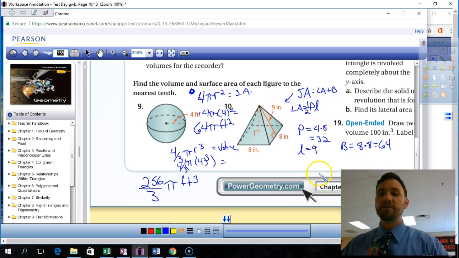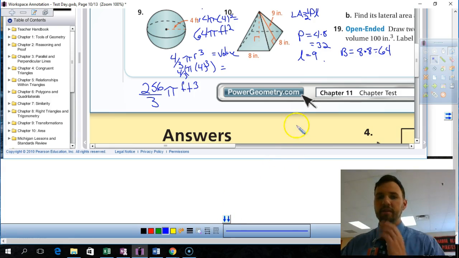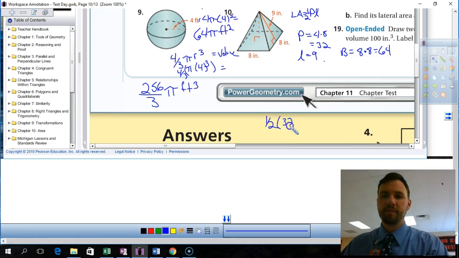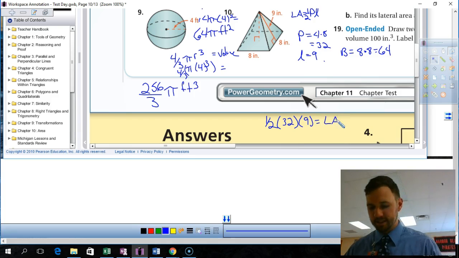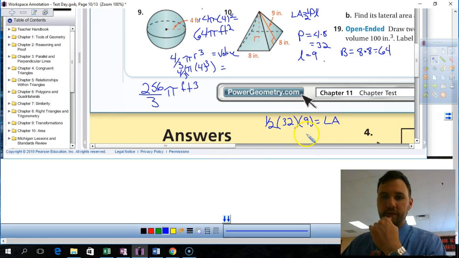Alright, so now time to plug it all in for surface area. So I do 1/2 my perimeter times my slant height will give me lateral area, right? So it's 16 times 9, 144.